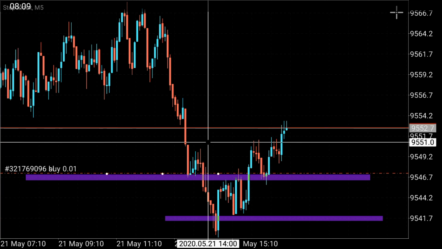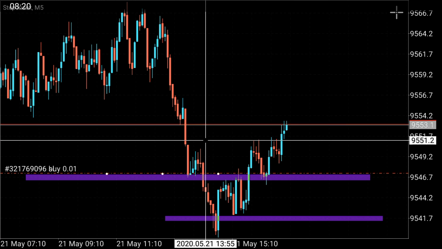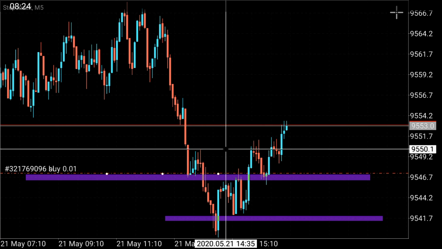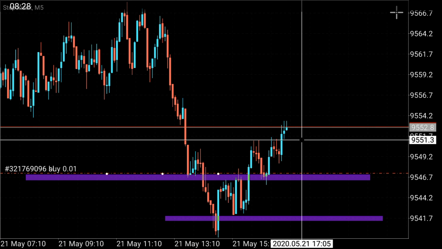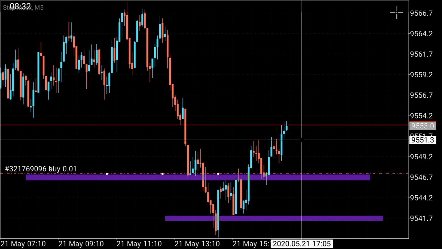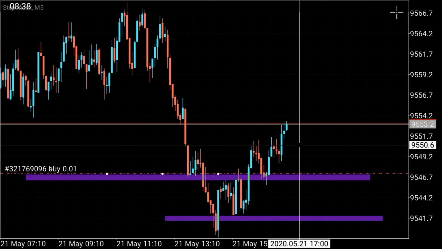So I'll put my stop loss here at 9551.2. Why do I put it here? Because I know already that there was a minor rejection here. This candlestick here rejected from there. That's where it stopped. So just because I'm in this trade doesn't mean that the price cannot go back to hit my stop loss. It's very possible.